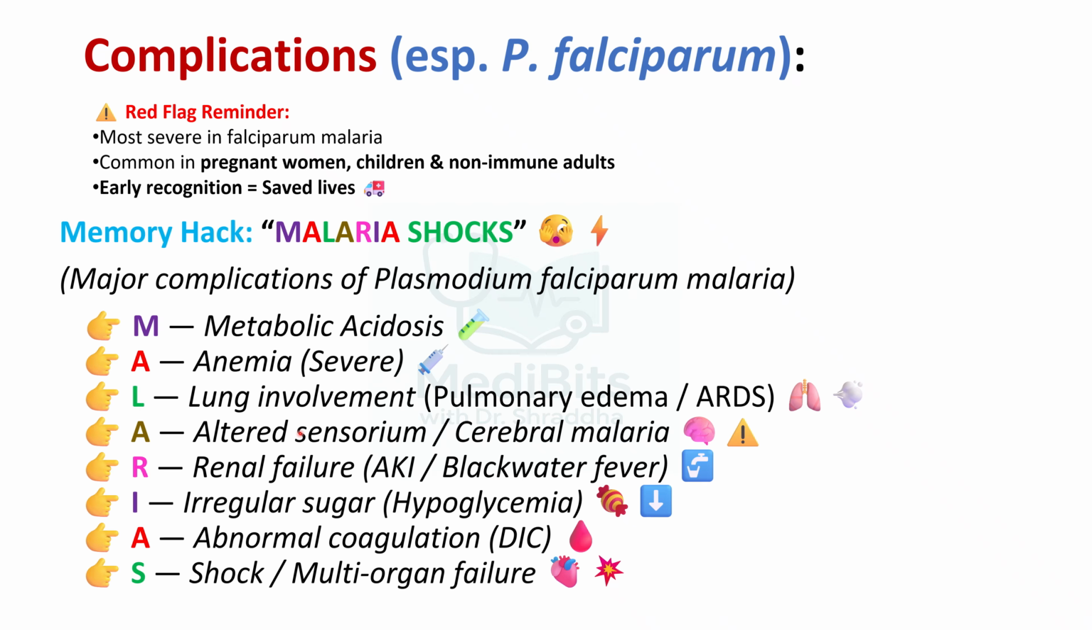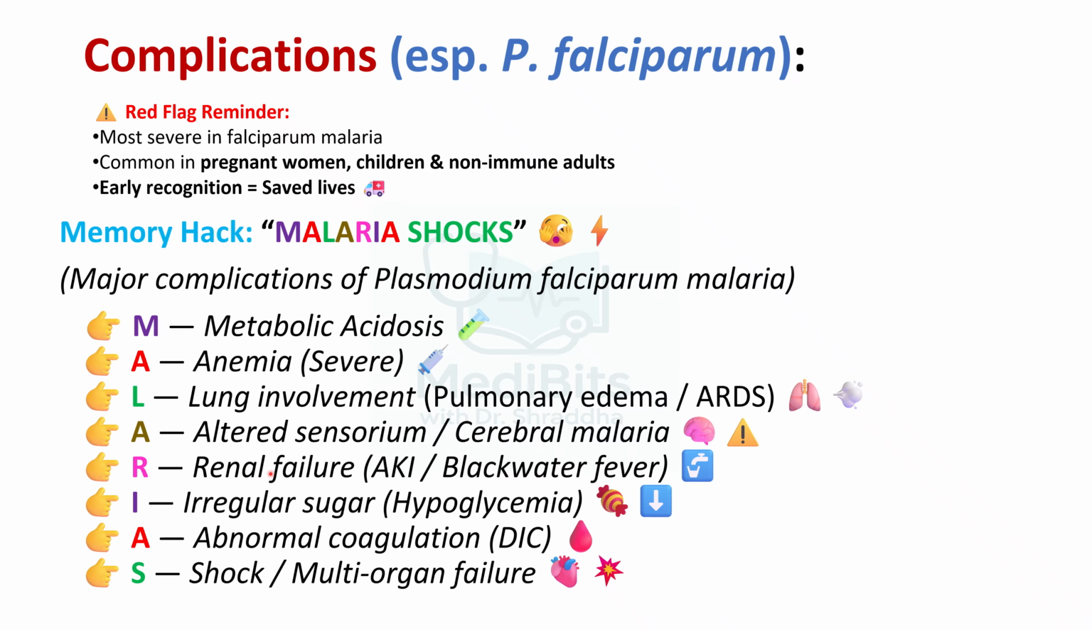A stands for altered sensorium seen in cerebral malaria. This is when the parasite messes with the brain. Patient may have altered sensorium, seizures, or even slip into coma. Think of a patient who was talking normally a few hours ago and now is unresponsive. This is an emergency. R stands for renal failure.